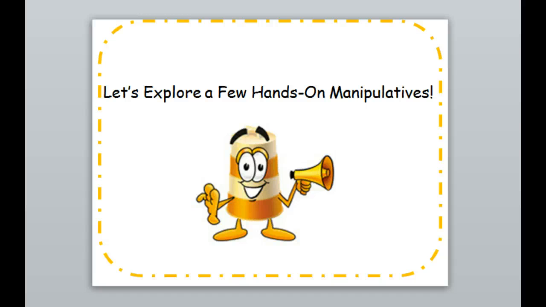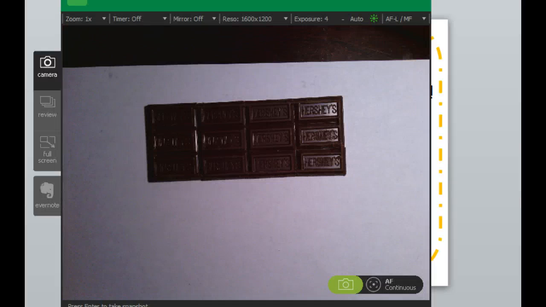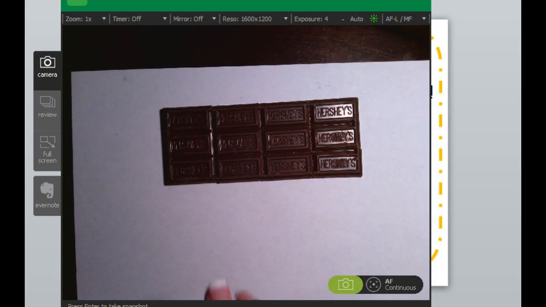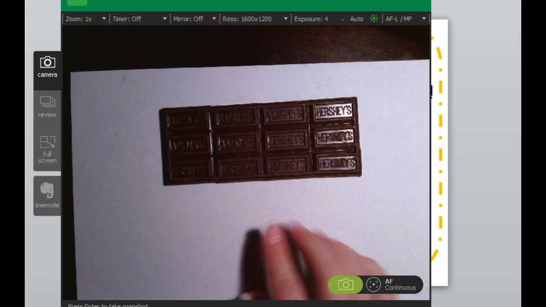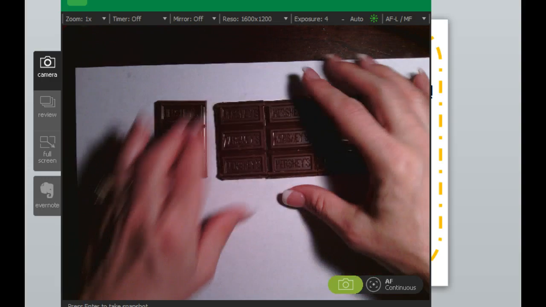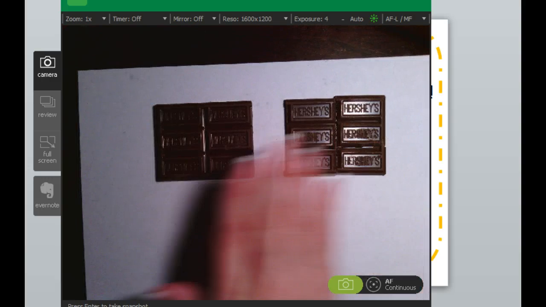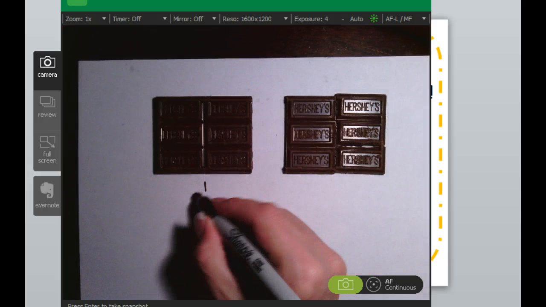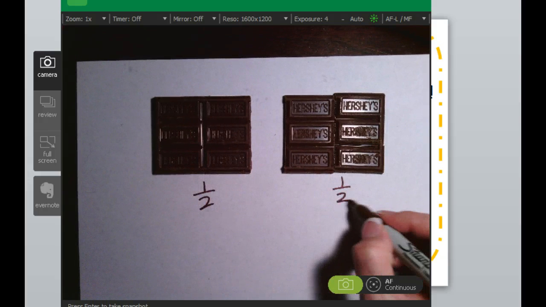So let's go ahead and get started by exploring fractions with a few manipulatives. I'm going to get out my document camera, and I have a candy bar because I love to use Hershey candy bars when I talk about fractions. The reason I like Hershey candy bars is because they are divided. Right now I have half of a candy bar here, so I'm going to get my marker and write, this is 1/2 here and 1/2 here.